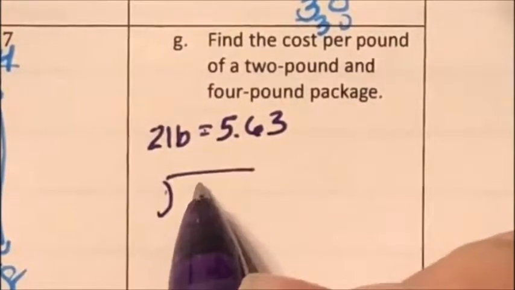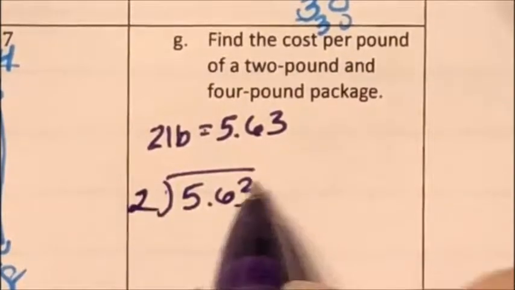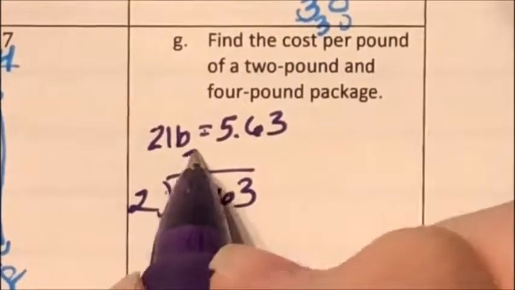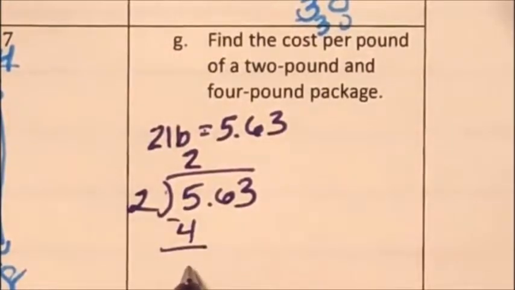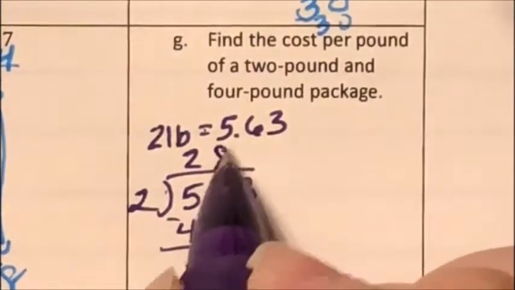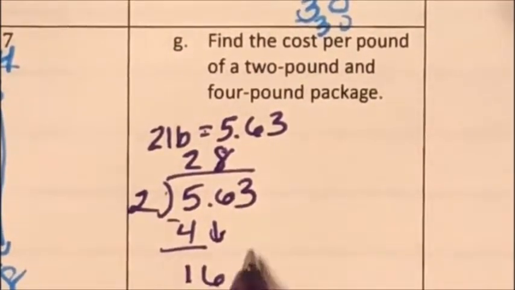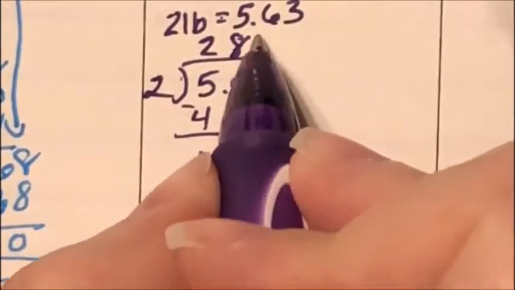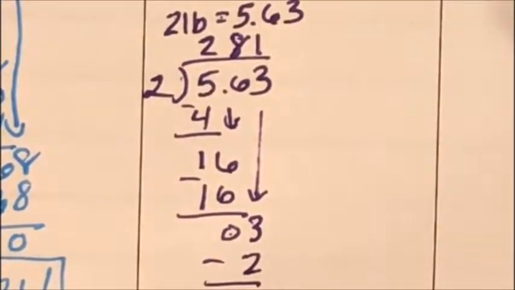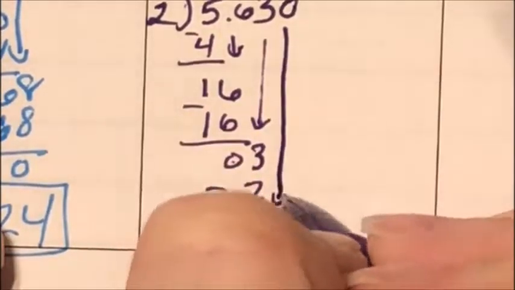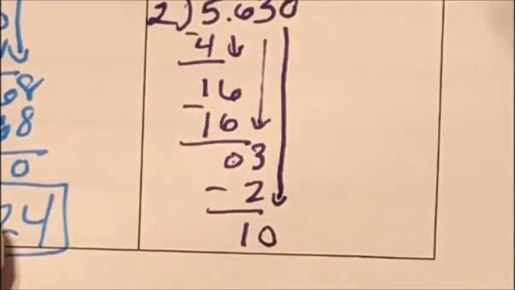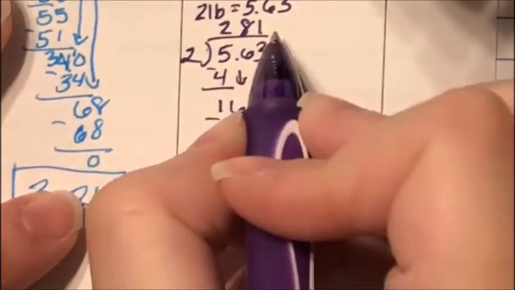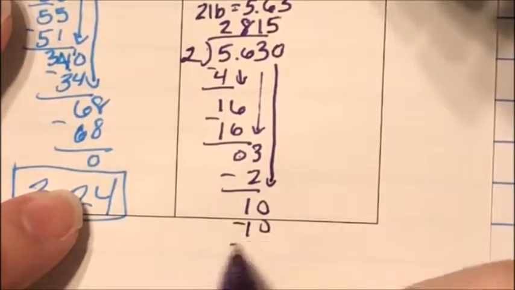Okay, so I'm going to divide 5.63 divided by 2. 2 goes into 5 2 times. 2 times 2 is 4. 5 minus 4 is 1. Bring down my 6. 2 goes into 16 8 times. 8 times 2 is 16. I bring down my 3. 2 goes into 3 1 time. And then 3 minus 2 is 1. I'm going to annex a 0. 2 goes into 10 5 times. 5 times 2 is 10, which is 0.